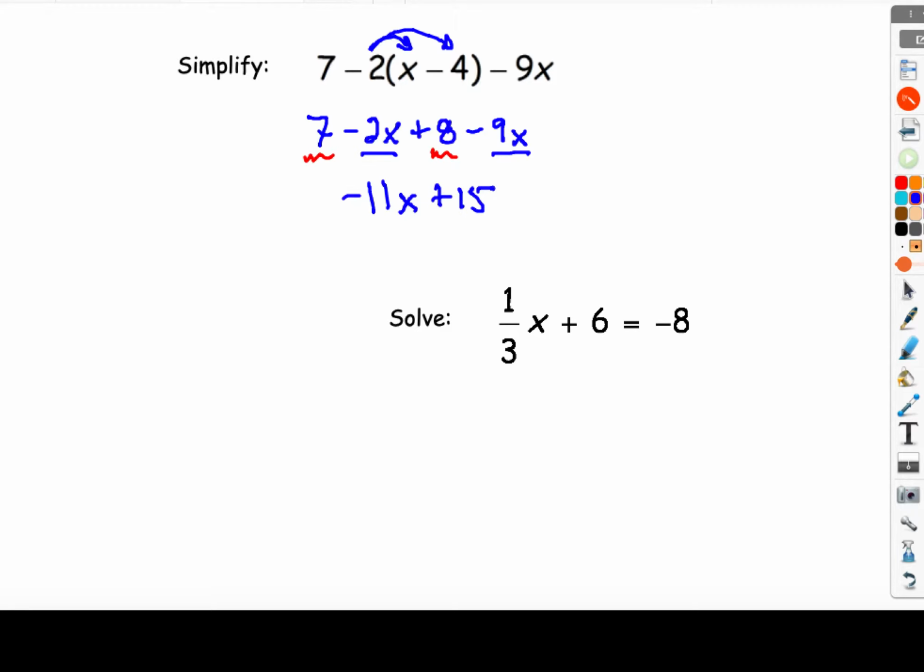But again, it's not an equation. I can't solve for x. That's just the best statement we get. But again, distributive property and adding like terms are very important when it comes to simplifying statements.